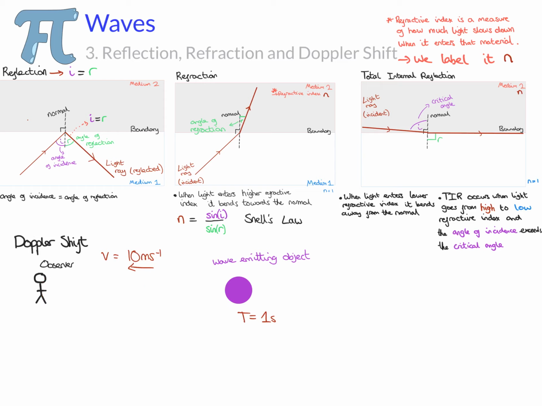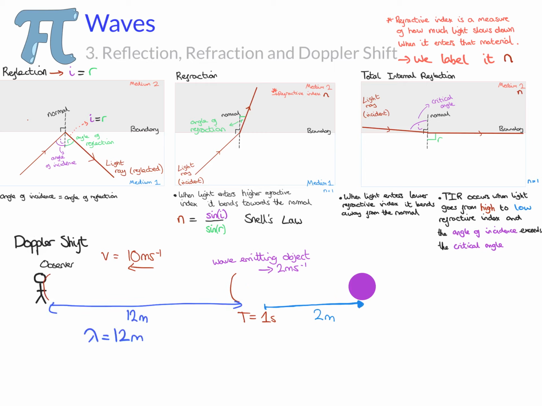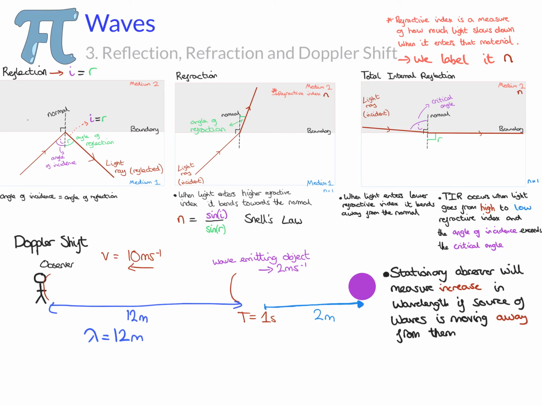If the object is instead moving away from you at a speed of 2 meters per second, let's see what happens. One wavefront leaves the object travelling at 10 meters per second as before, but by the time the next one leaves, the object has travelled 2 meters away. This means that the new wavefront is 12 meters behind the previous one as measured by the stationary observer, and so they measure an increase in the wavelength of the wave as a result of the object moving away from them.